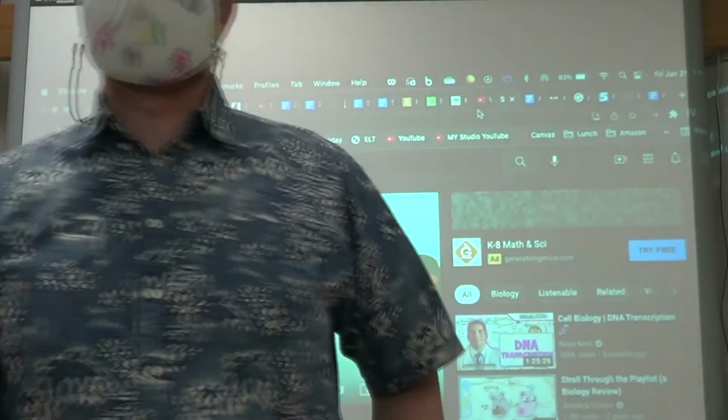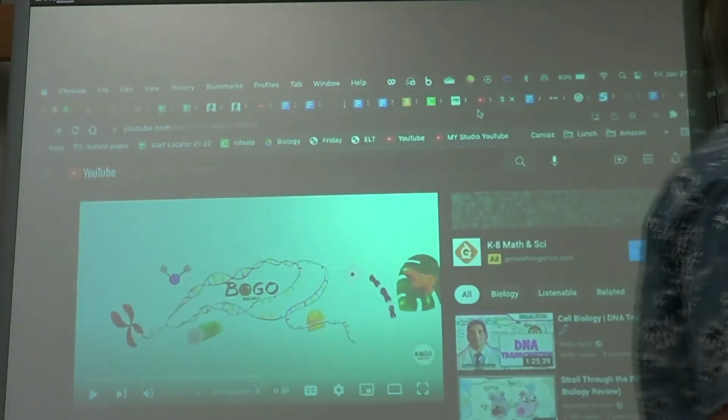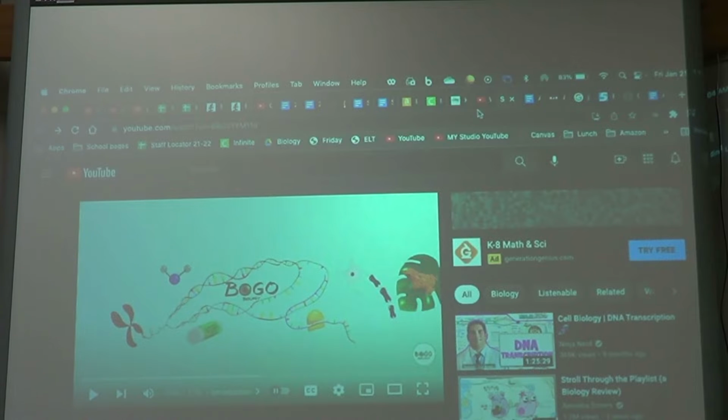Before we get too far, last night in Canvas was the assignment online karyotype activity. That online karyotype activity is where you went through and clicked on the different chromosomes. You built a karyotype, essentially, is what you did. Based upon that karyotype, you then tried to determine what symptoms, what anomaly they have, okay?